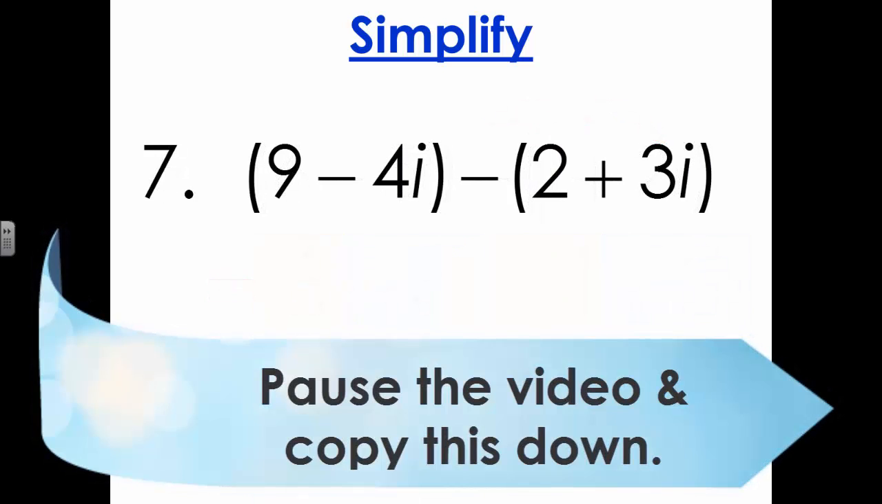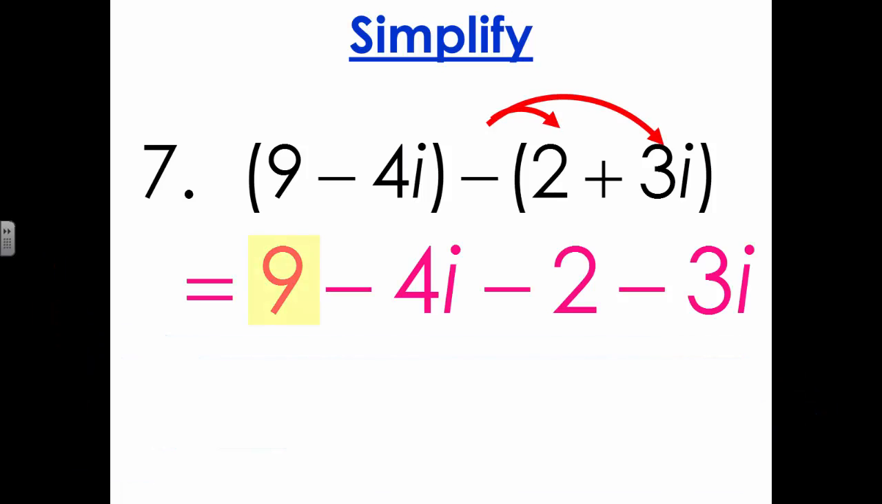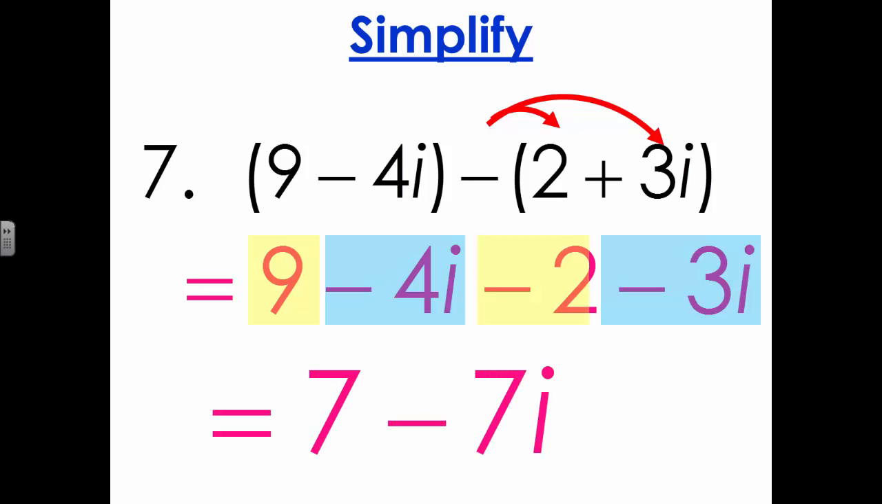Copy this example down. For subtraction, we distribute the negative. We're going to combine like terms, and then write our answer in standard form. Your real number goes first, imaginary number goes second.